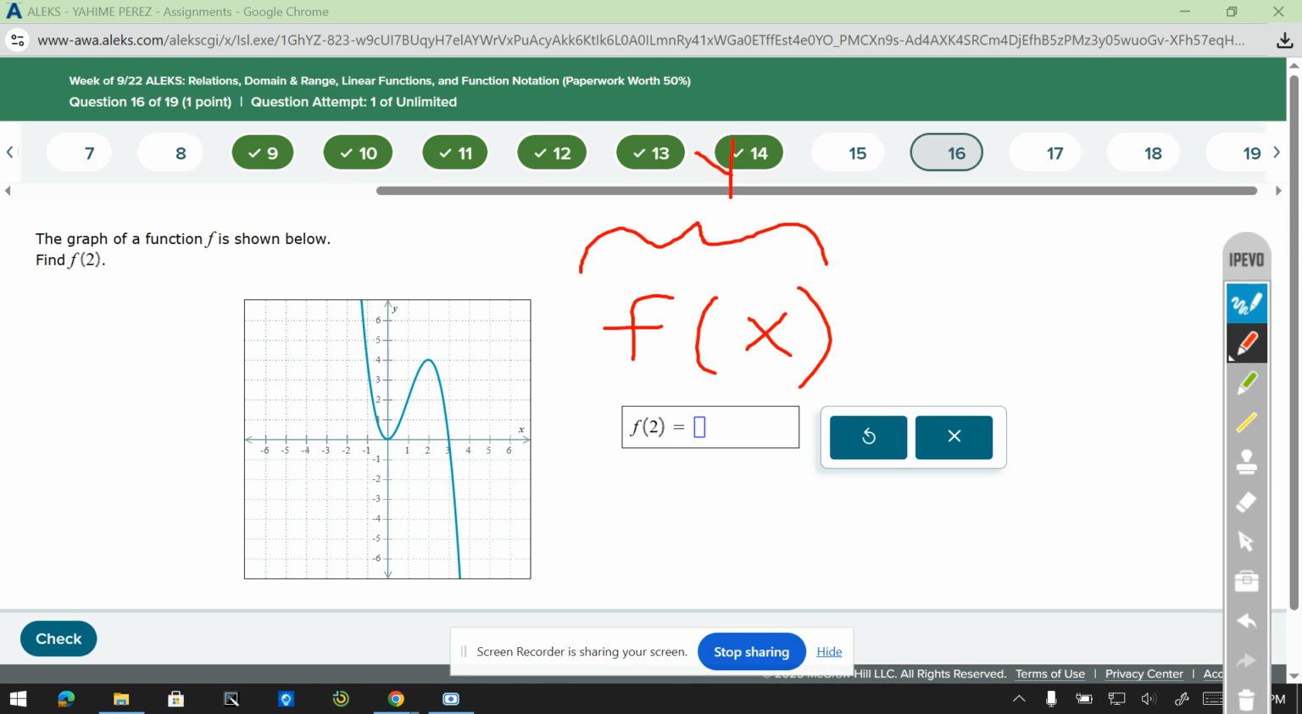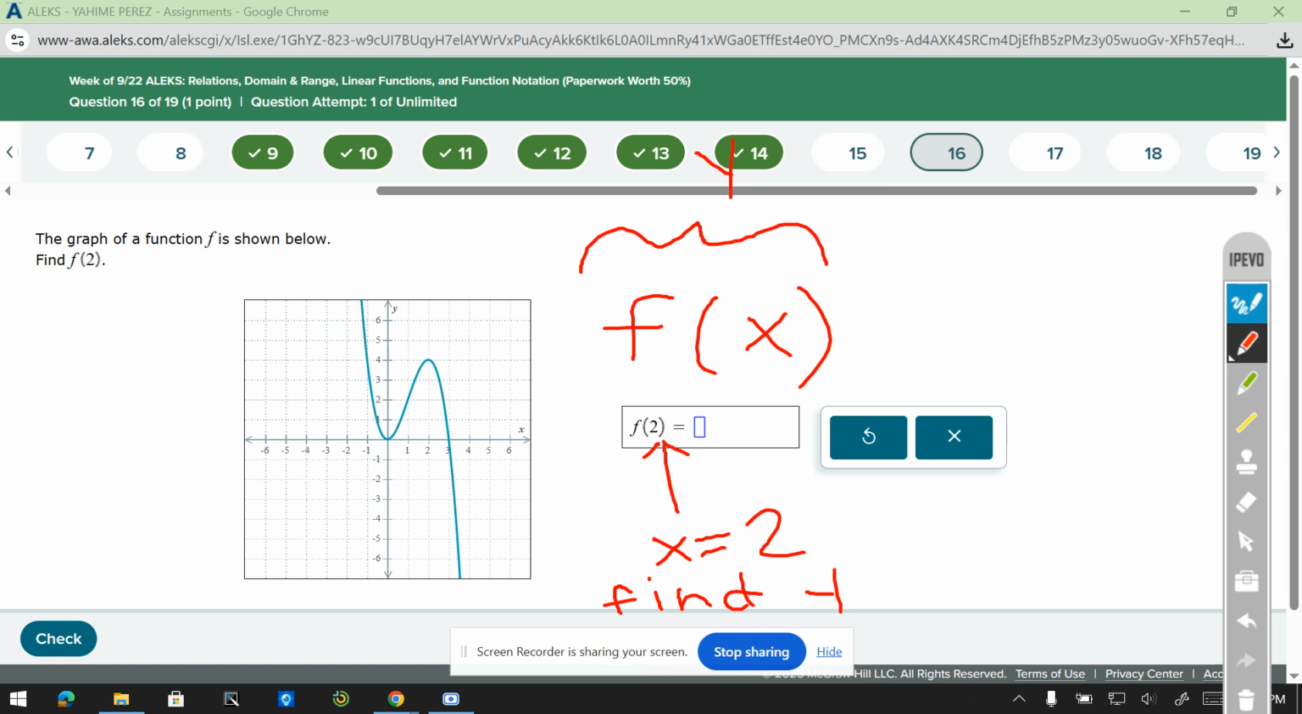So in this example, we got f of 2. They replaced the x in the f of x with 2. So that's what they want you to do. They want you to figure out what f of x is. So find y when x is 2, right? So how do I know what y is when x is 2?